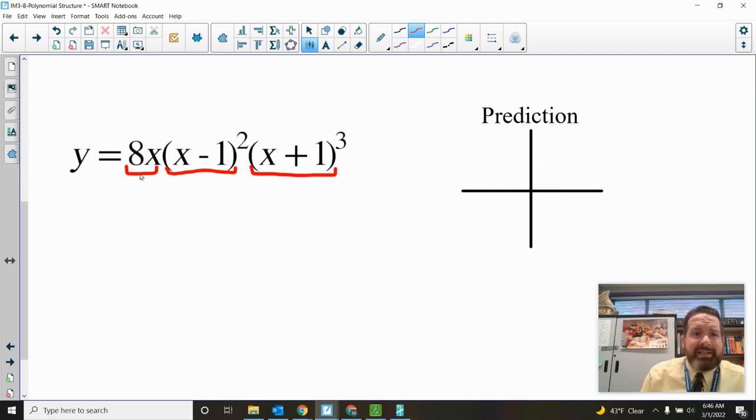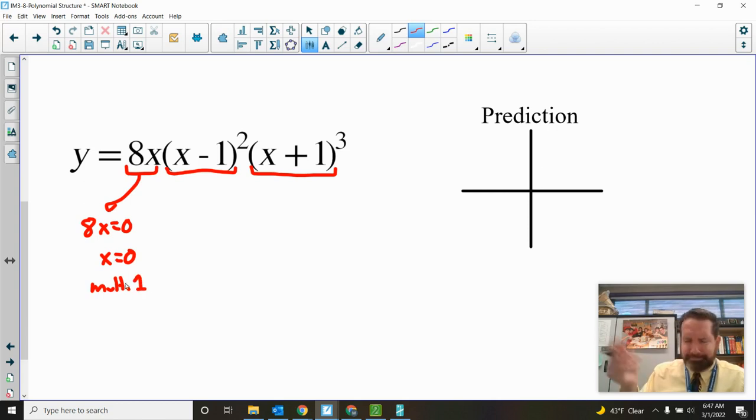So at 8x, if 8x is equal to 0, divide by the 8. Okay, so that means x equals 0 is a root with a multiplicity of 1. I'm just going to make a note of that this time. Normally, you wouldn't list a multiplicity of 1. I'm only doing it now for the purpose of the discussion.